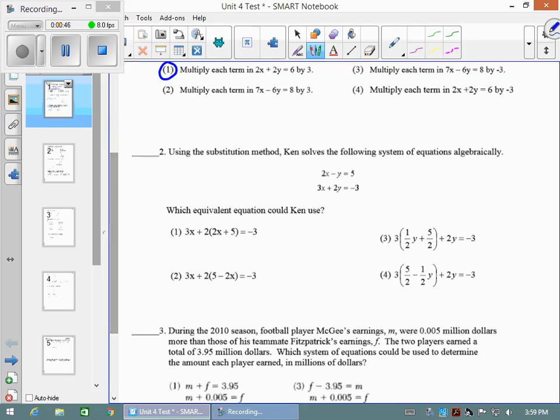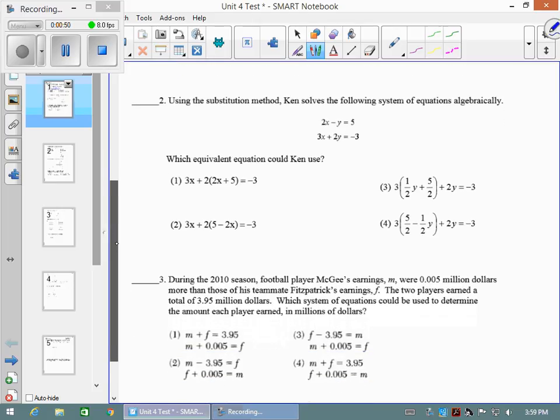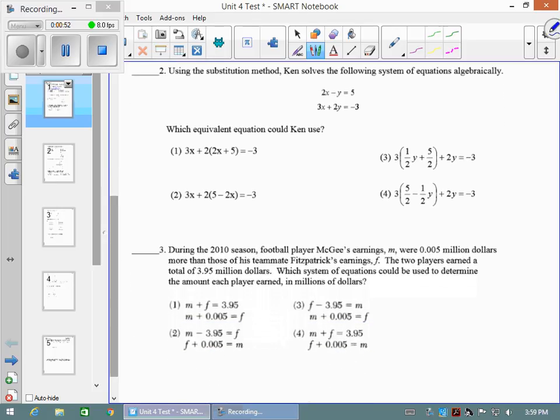Question 2. Using substitution, Kent solves the following system algebraically. Which equivalent equation could Ken use? First thing you want to notice here is that every single choice is being represented as plugging into the bottom equation. Every choice is 3x plus 2y equals negative 3, with some substitution either into y for choices 1 and 2, or substituting in for x in choices 3 and 4.